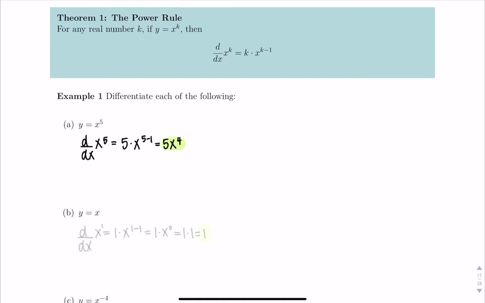So let's try this with y equals x. The derivative with respect to x of x, remember there's always that invisible power of 1 written. So we bring the 1 power up front, and we subtract 1 from the power, but that's just 1 times x to the 0, and x to the 0 is 1, and so we end up with just plain old 1.